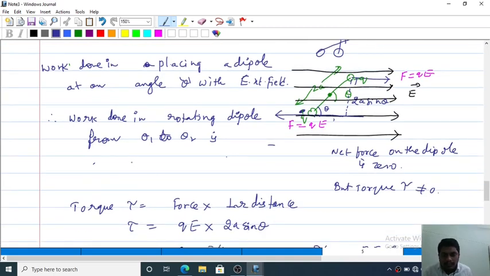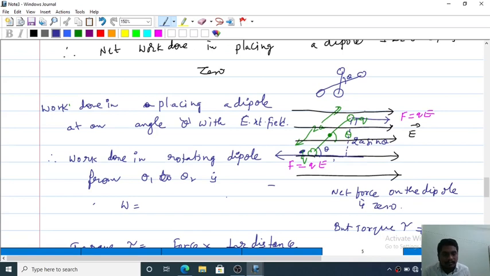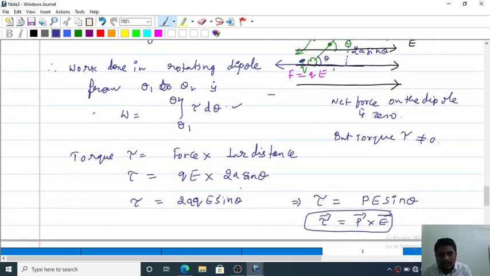Work done in rotating the dipole from an angular position, initially in a perpendicular position. When it is in a perpendicular position, the angle made with the electric field will be 90 degrees. First I will write the expression for work done. Work done is equal to the integral from theta 1 to theta 2 of tau d theta. This will be the work done.